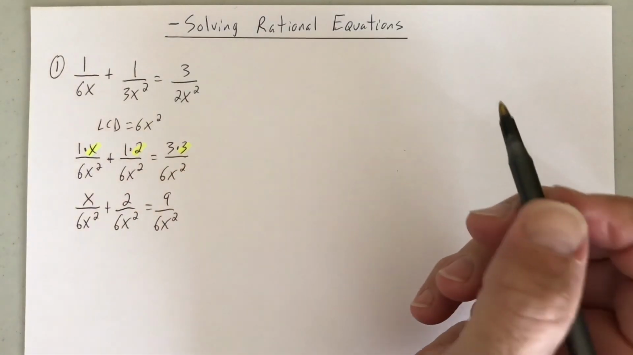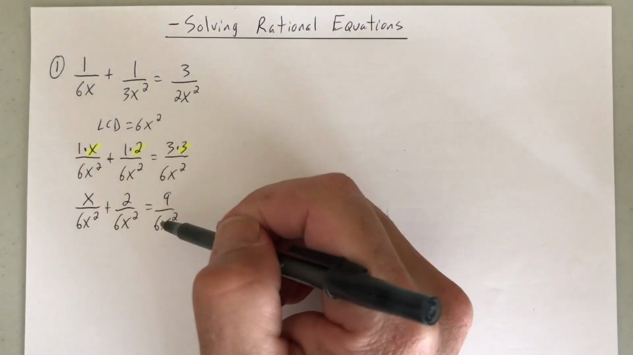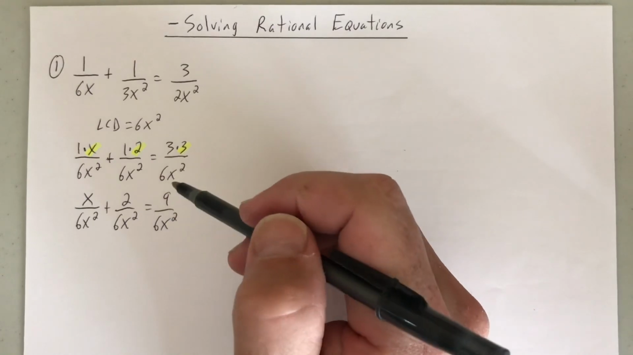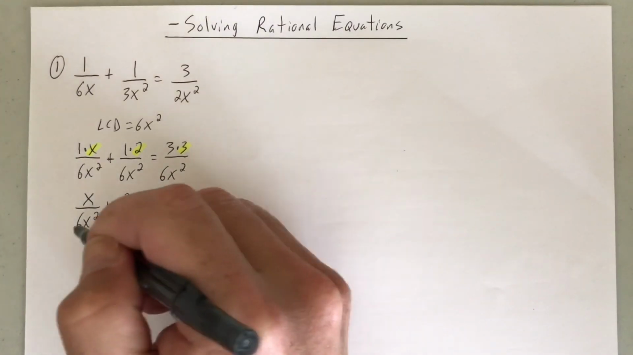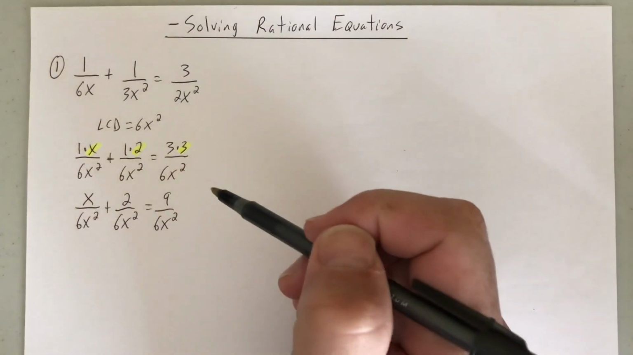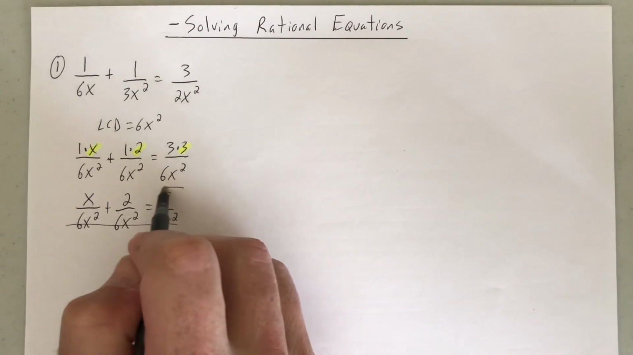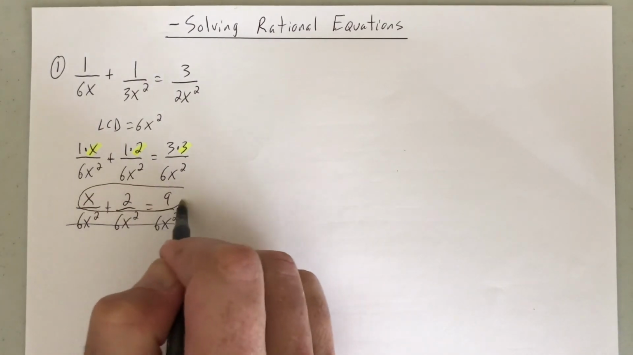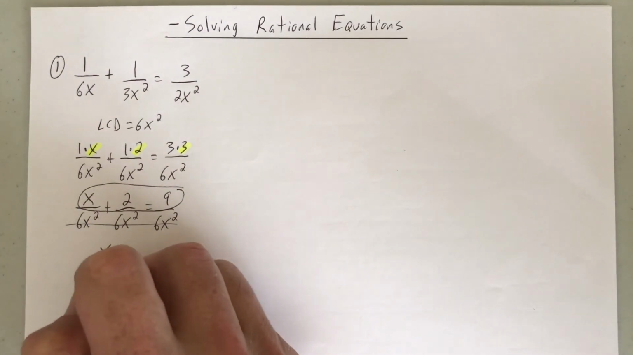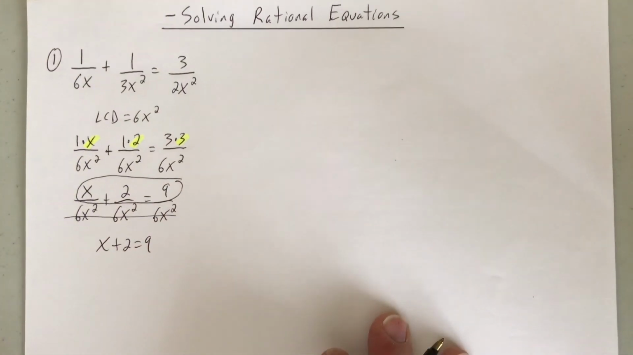Now, once you have your equation written with the least common denominator, we can just ignore the denominator right now and solve the equation that you get with just the numerators. So in other words, I can just get rid of this here and say I'm going to solve this equation, which is x plus 2 is equal to 9. So we're going to go ahead and do that.